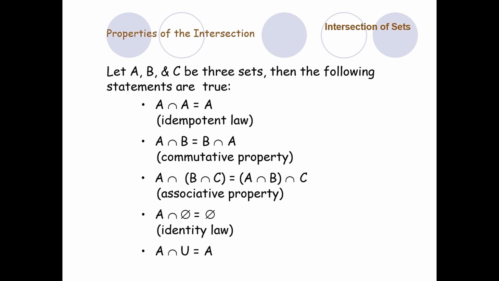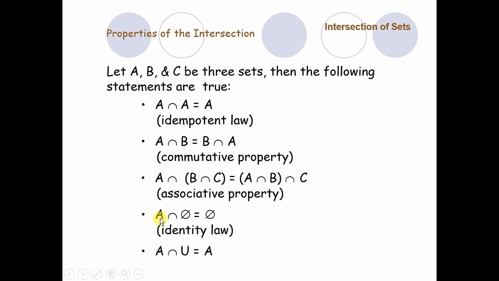That is also the commutative property. Same goes with the associative property, whether you consider first the intersection of B and C or the intersection of A and B. While the intersection of a set to a null set is the null set. Now, it's not the same as in the union, because in the union, if A union of null set, the answer is the set itself.